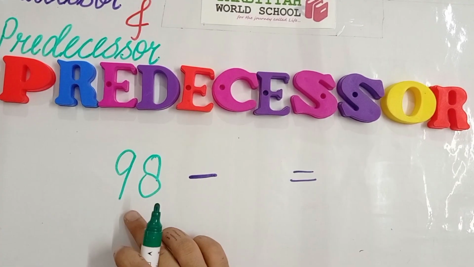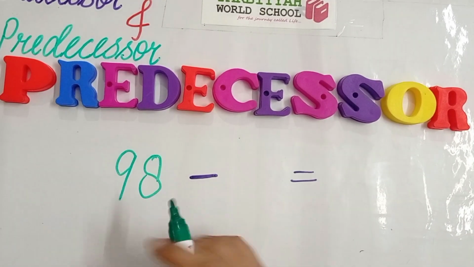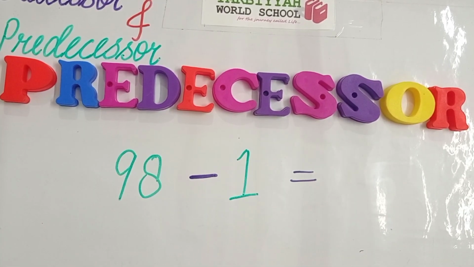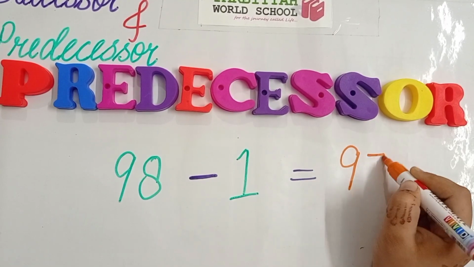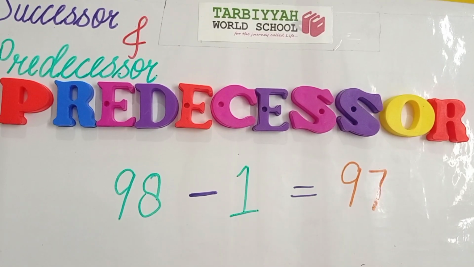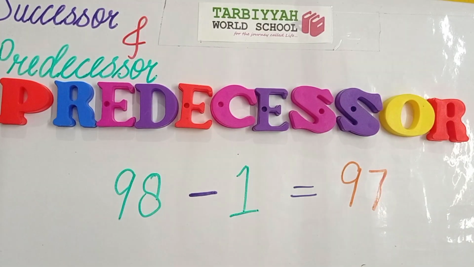Suppose we have the number 98 and we have to find out its predecessor. We subtract 1, then we get the predecessor of 98 is 97. So my dear students, this is all about the concept of successor and predecessor. In successor we just add 1, and in predecessor we just subtract 1 from a number.